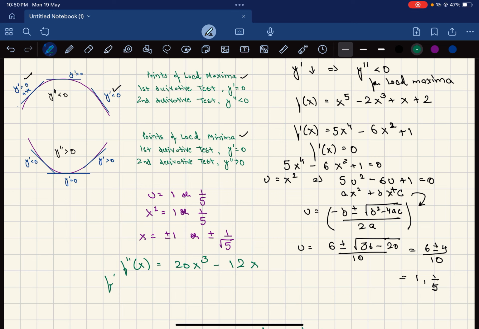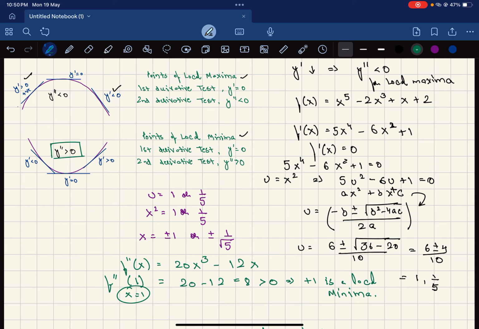Now we put in the value of any of these 4 points. Let's try it with 1. We get 20 minus 12, which is 8, and this is greater than 0. Therefore, plus 1 is a local minima. If you remember, if the second derivative is greater than 0, as you can see from this chart, then it is a point of local minima, and therefore at x equal to 1, we get a local minima.